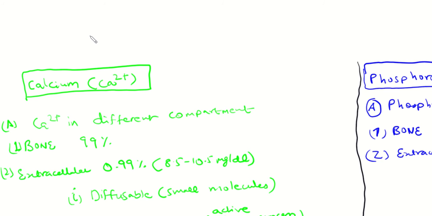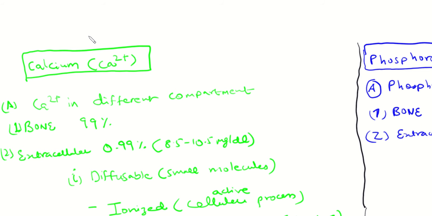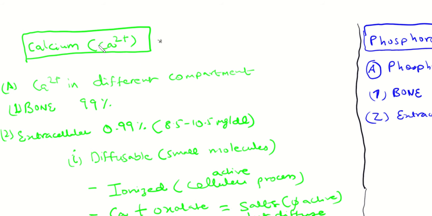So let's get started. The first thing we're going to look at is calcium. Again, I'm going to abbreviate it with Ca, and because it's a cation with two charges, that's why it's Ca 2 plus. So again, it is in different compartments. Most of it is in our bones.